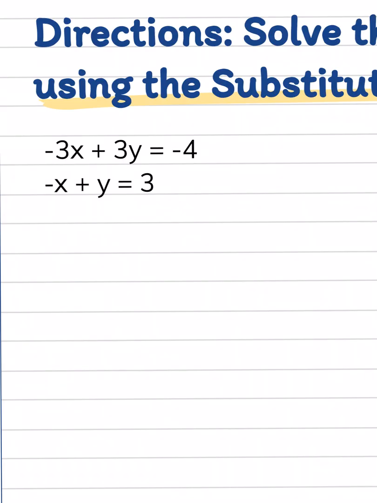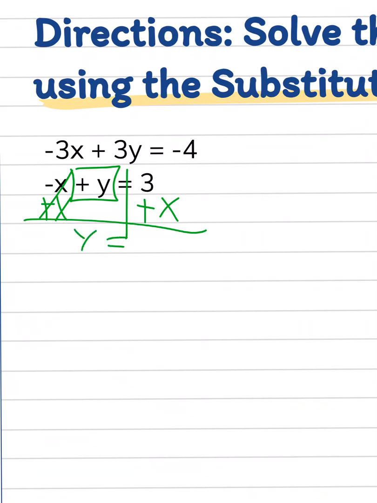All right, so looking at these two equations, it looks like the bottom equation is going to be easier because we have a positive y. So I'm going to rearrange that second equation to get that positive y by itself, meaning I need to get rid of that negative x. How do I get rid of the negative x? Plus x. So I get y is equal to x plus 3.